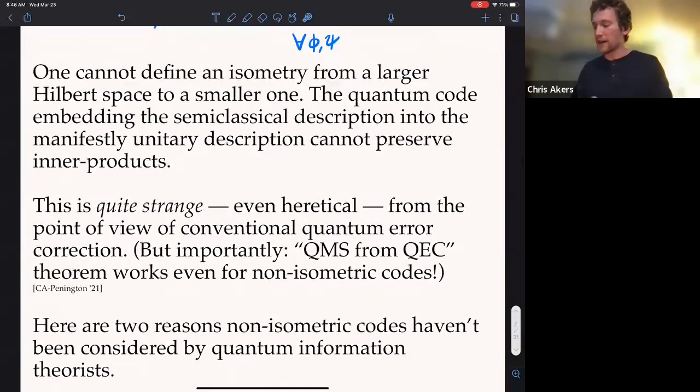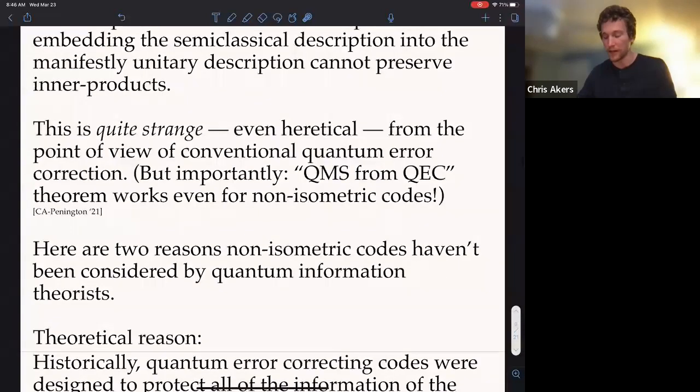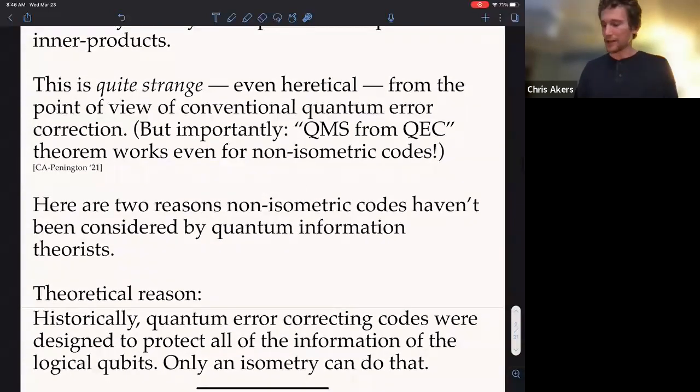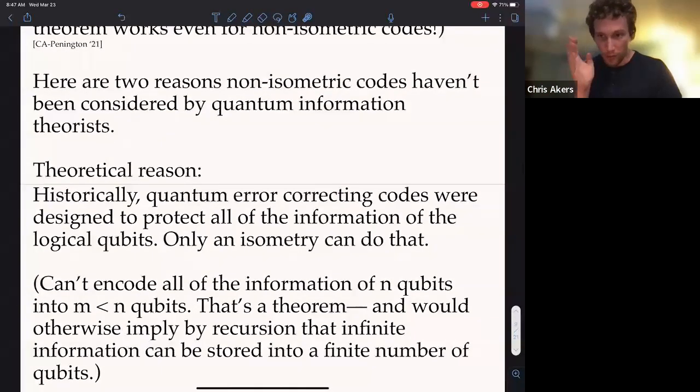So here are two reasons why non-isometric codes haven't been considered by quantum information theorists before, to my knowledge. There's a theoretical reason, which is that historically quantum error correcting codes were designed to protect all of the information of the logical qubits, and only an isometry can do that. Right? If you throw away some information about which states are orthogonal, then you've thrown away some information. And more to the point, you can't encode all of the information of n qubits into a smaller number m qubits. And that's actually a theorem, and it's a theorem that kind of just makes sense. Otherwise, by recursion, you could encode an infinite number into a finite number.